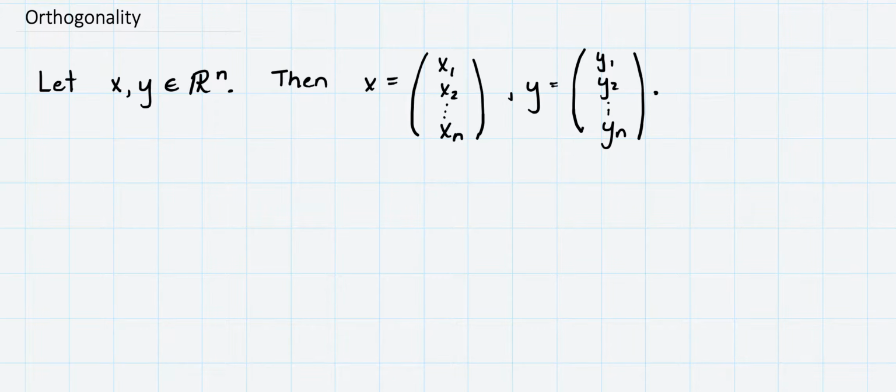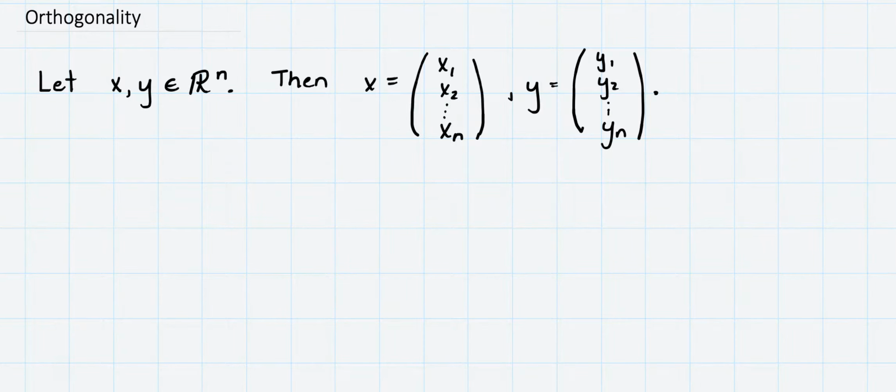This chapter is called orthogonality. In this chapter, we're going to learn about orthogonal vectors, orthogonal subspaces, direct sums of subspaces, and different inner products. So to start off, let's define some terms.